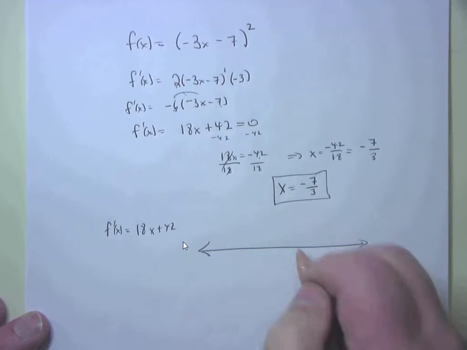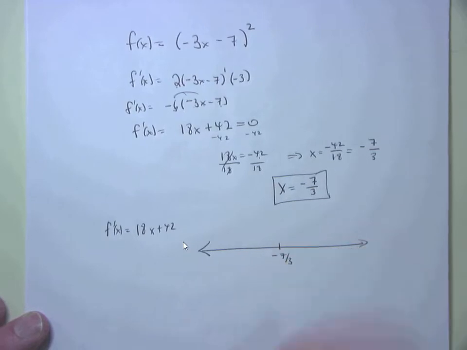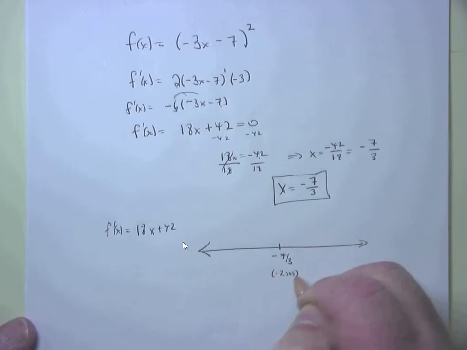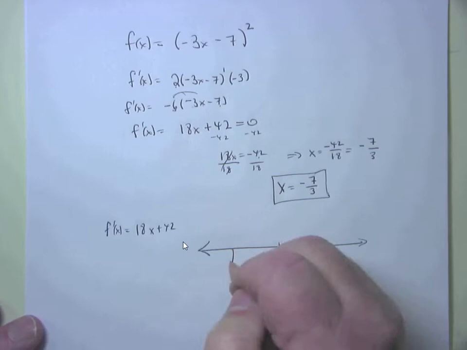I'm going to put my critical value of negative 7/3 on this guy. Now, negative 7/3 is also negative 2.33333, just to get a feel for what this is, because I want to pick test values. So this is your negative 2.333 here. Pick a number less than negative 2.3333. I choose negative 3. Good enough.